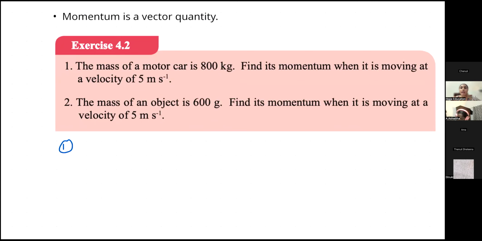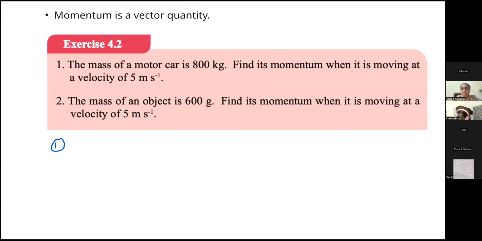The mass of a motor car is 800 kilograms. Find its momentum when it is moving at a velocity of 5 ms minus 1. So our formula is p equals mv, simple p. Mass 800 kilograms, velocity 5 ms minus 1. So momentum is 4000. Yes, correct, Onara. 4000 kg ms minus 1.